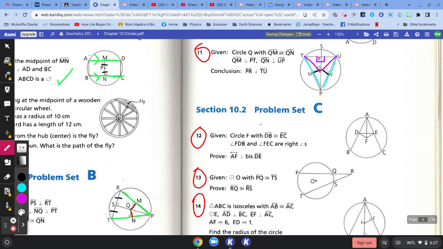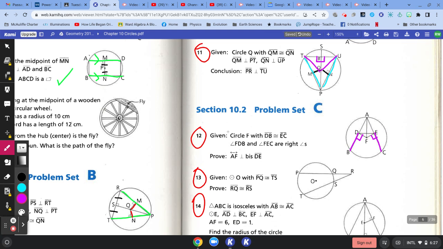Okay, now let's consider numbers 12, 13, and 14. Let's talk about 12. 12 is circle F, so F is the center of the circle. We know that DB is congruent to EC. And we also know that FDB and FEC are right angles. So there we go. So think about what our theorems tell us about this.